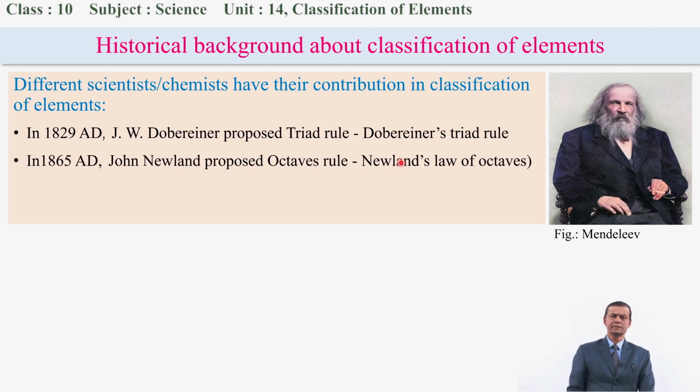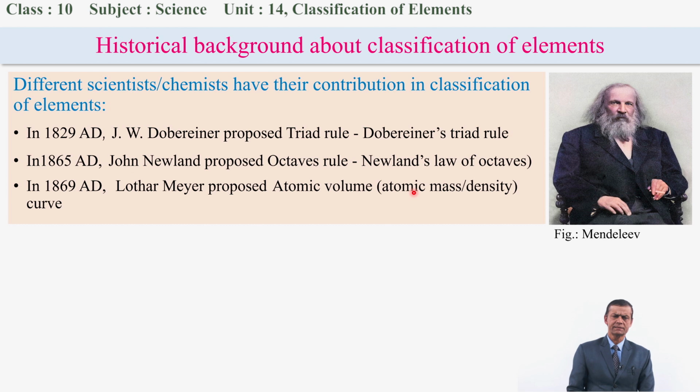Similarly, in 1865 AD, John Newland proposed the octave rule. So that is called Newland's law of octaves. It is similar to the octaves of music: sa, re, ga, ma, pa, da, ni, sa. Sa repeated to sa. So that type of property was discovered by Newland, isn't it?